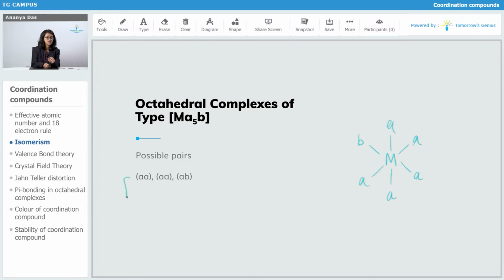So obviously this is optically inactive. The trans pair is getting repeated, the same ligand is trans to each other, so this is optically inactive.